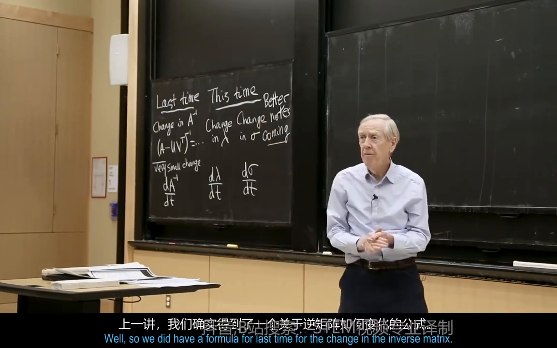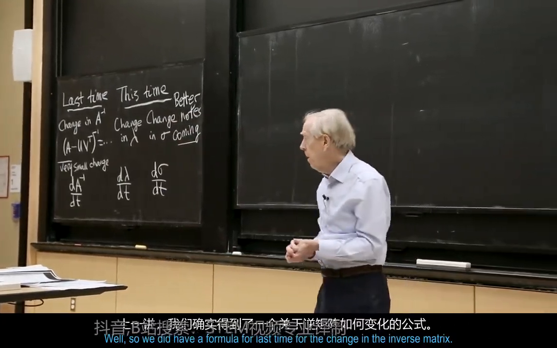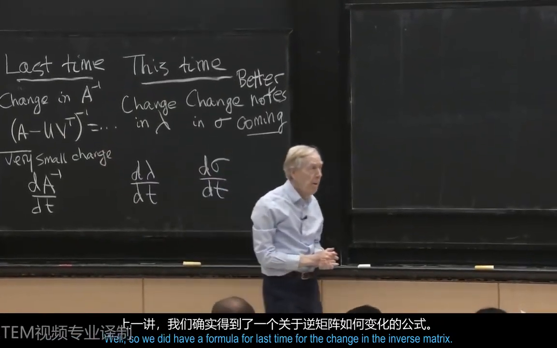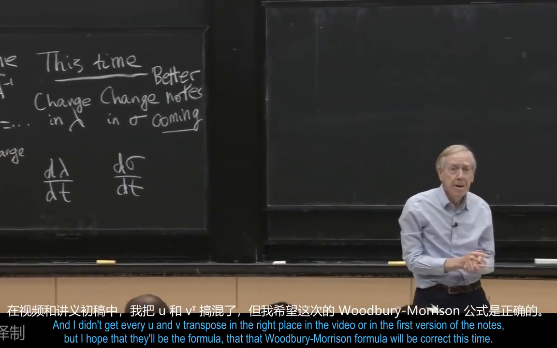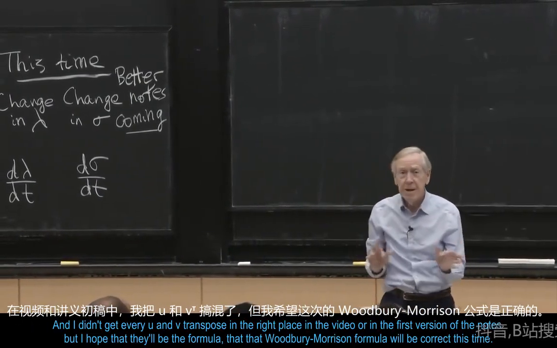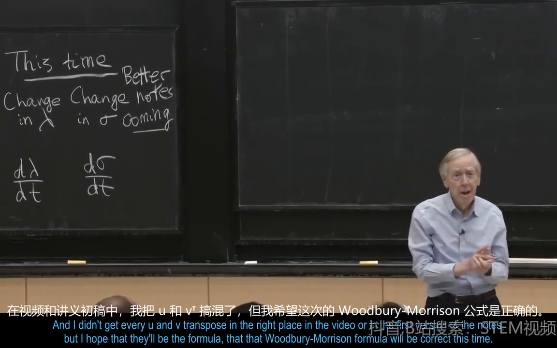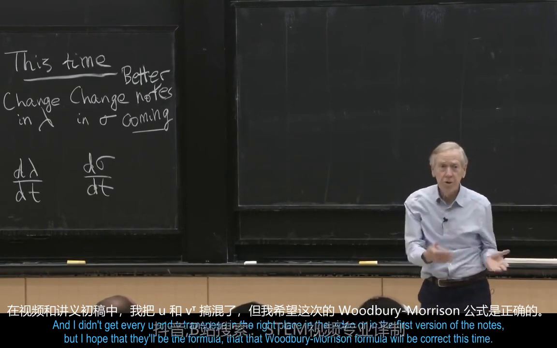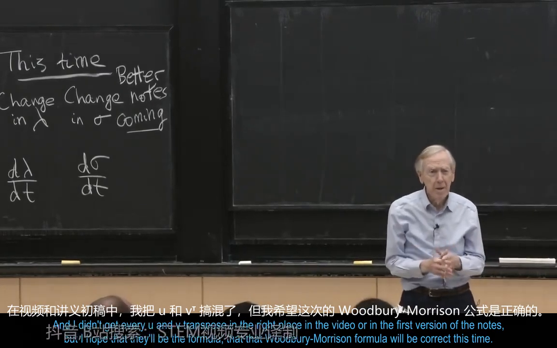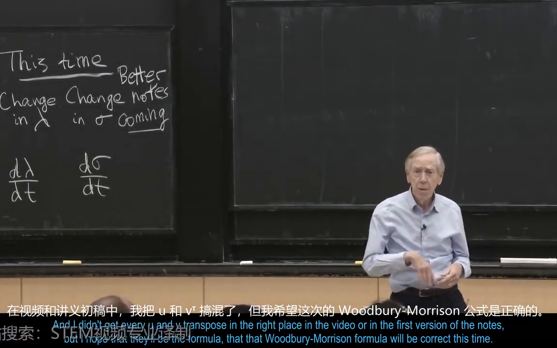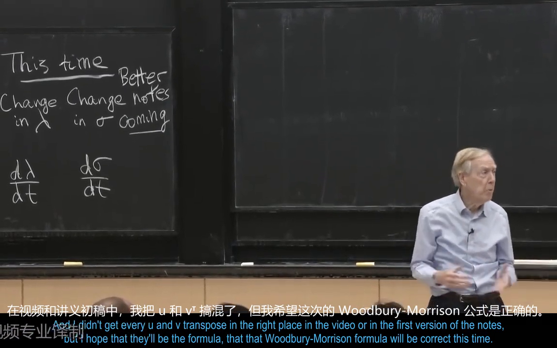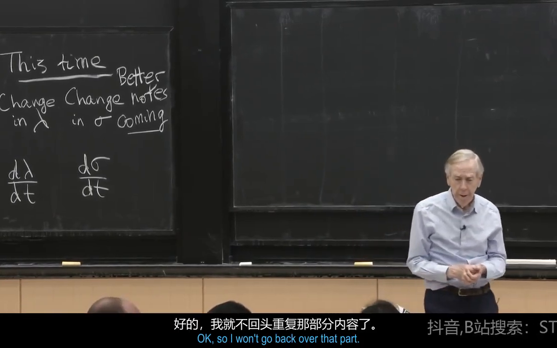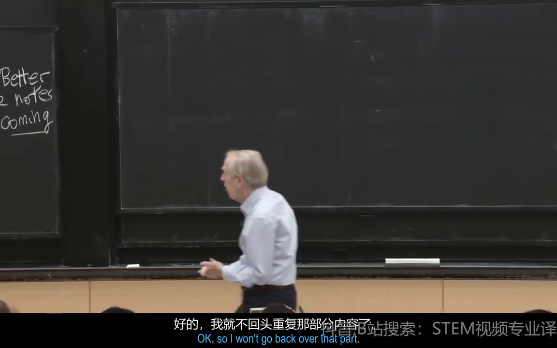Well, we did have a formula last time for the change in the inverse matrix. I didn't get every U and V transpose in the right place in the video, or in the first version of the notes, but I hope the Woodbury-Morrison formula will be correct this time. Okay, so I won't go back over that part.